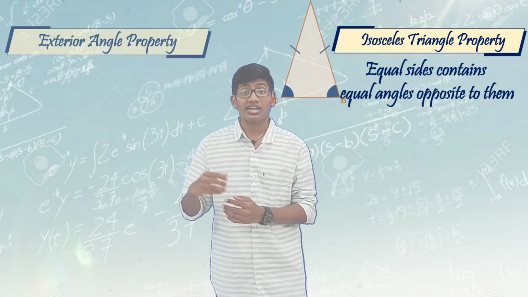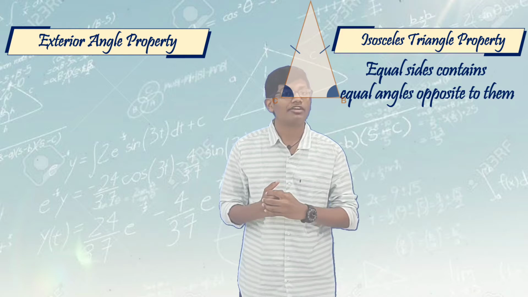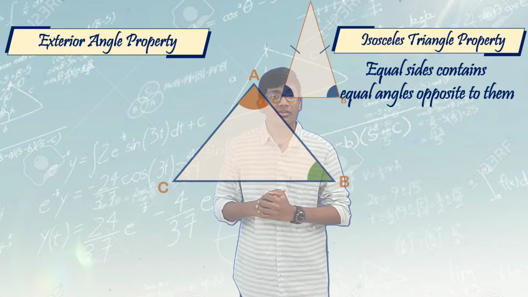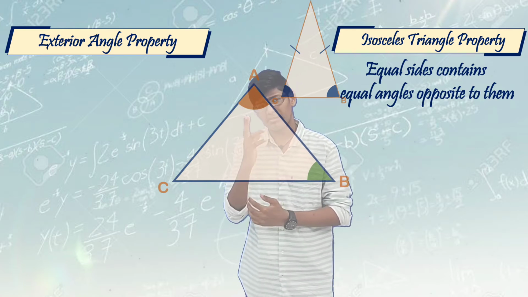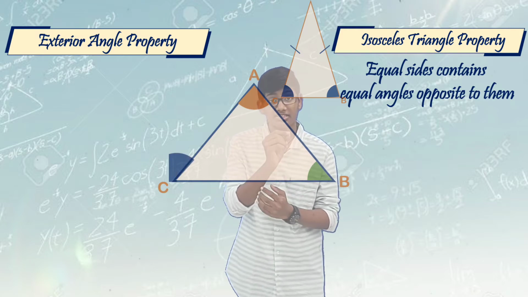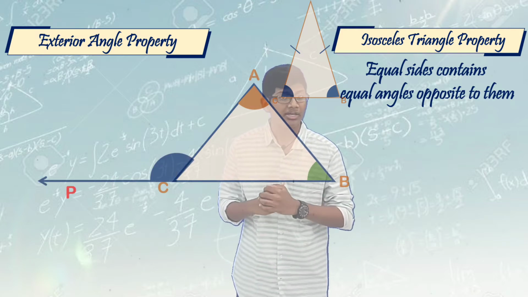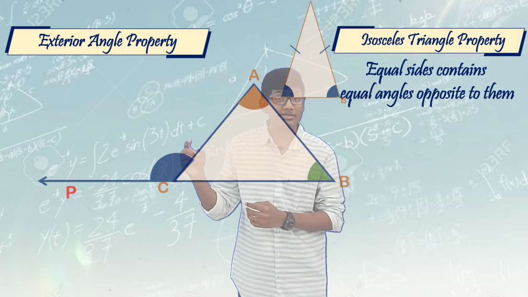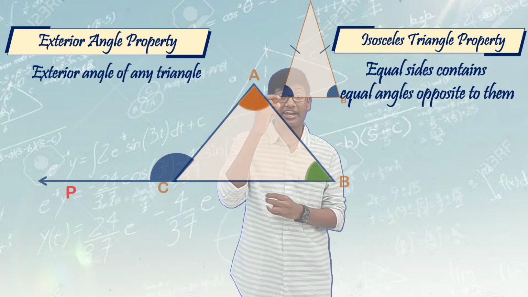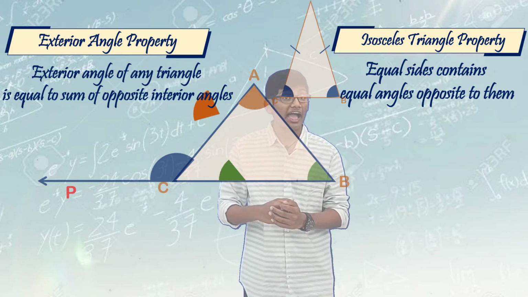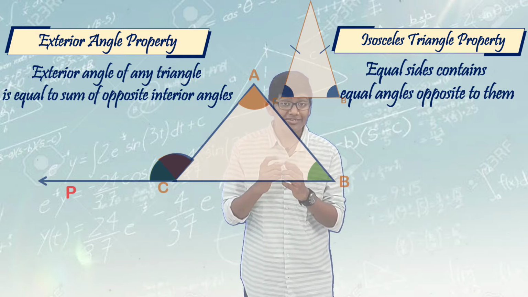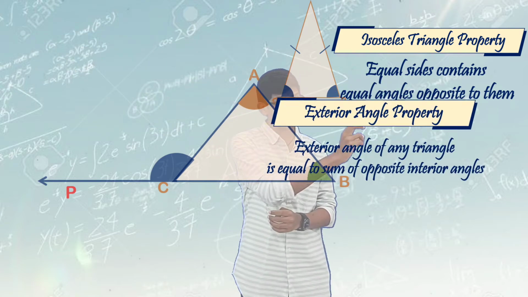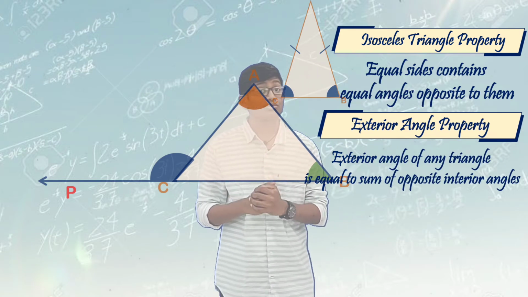Statement 2 is the exterior angle property of a triangle. That means take a triangle ABC, extend any side, either AB or BC or CA. I will extend this line BC up to point P, and the angle formed by this extension will be angle ACP, and the sum of angle A and angle B will be equal to angle ACP. This is nothing but the exterior angle property of a triangle. Now let us keep this statement aside. Now we will go to the theorems of the circles.